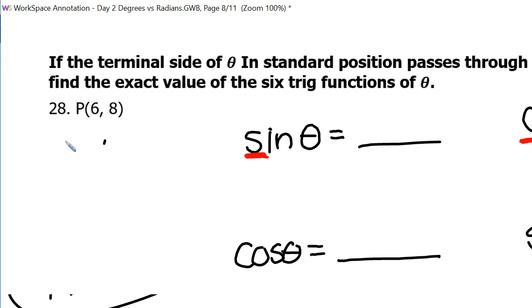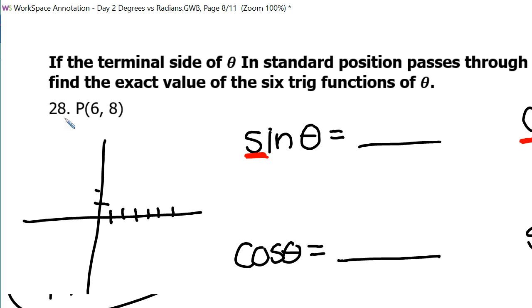First thing we need to do, draw ourselves a little diagram. And we need to plot the point (6,8) on our xy coordinate plane. So the x-axis needs to go up to 6, the y-axis needs to go up to 8.